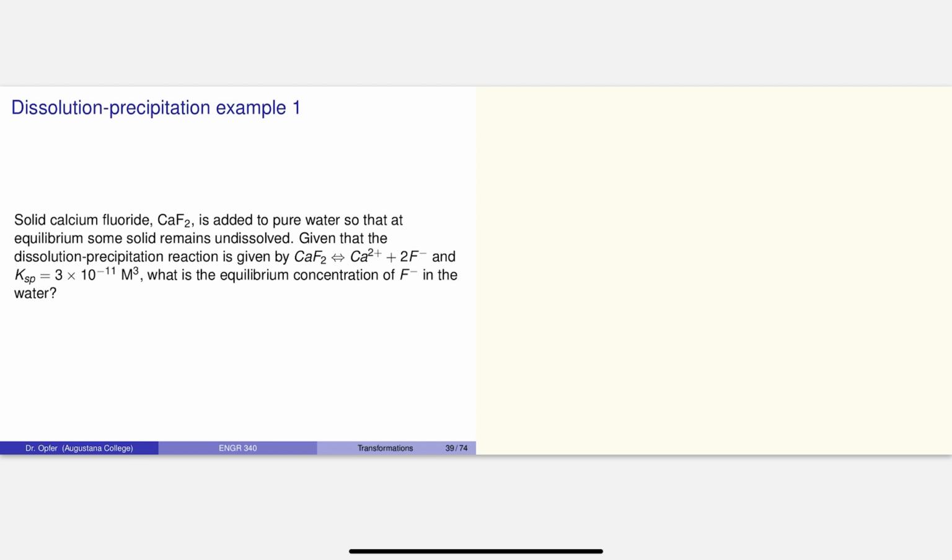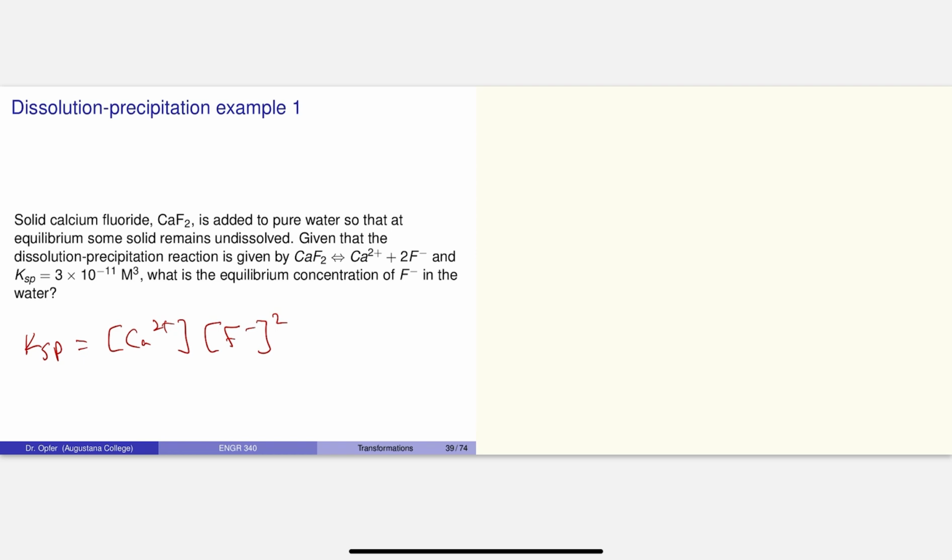Okay, so let's start with what we're given. We know that the solubility product is going to be equal to Ca2+ times our fluorine ions squared, because we've got the stoichiometric coefficient here. And remember, these are both the equilibrium concentrations.